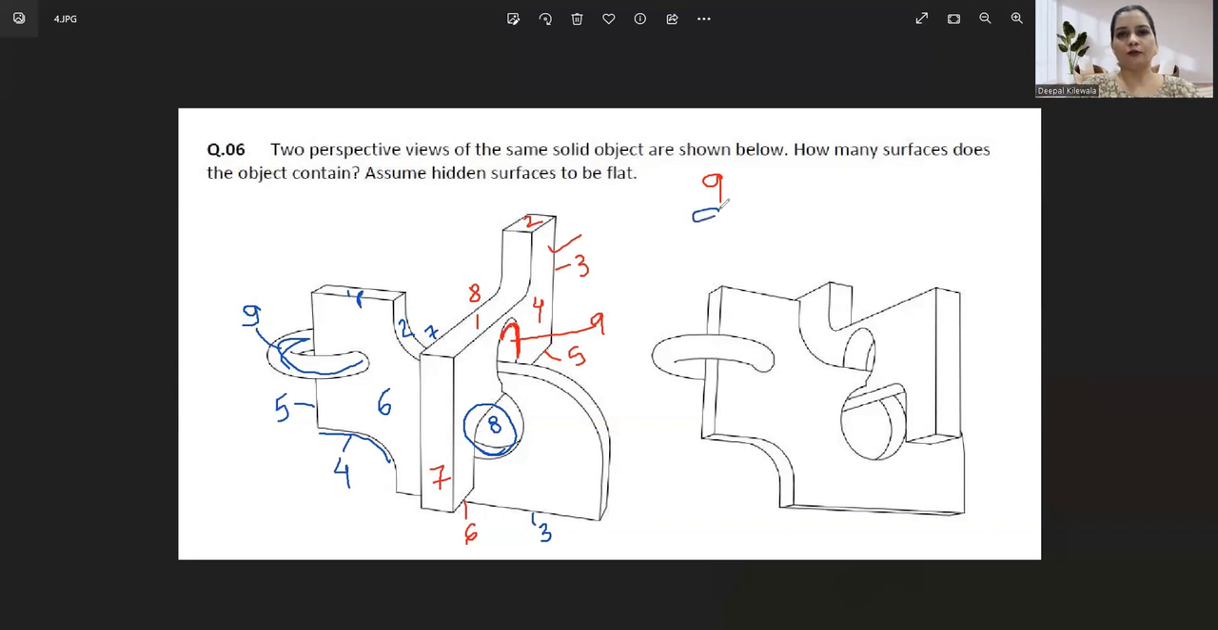So overall, in both the solids, we have 9 surfaces on the first solid and 9 surfaces on the second solid. In total, you have 18 surfaces over here. So consider one solid at one time and another solid at another time. Total, you will get the number of surfaces. This is the easiest way to do it.